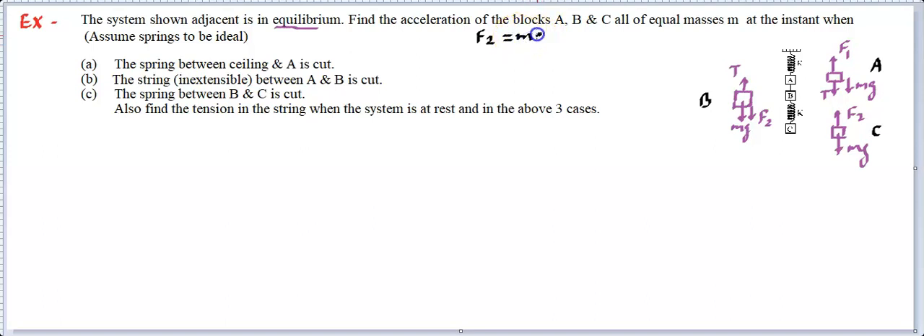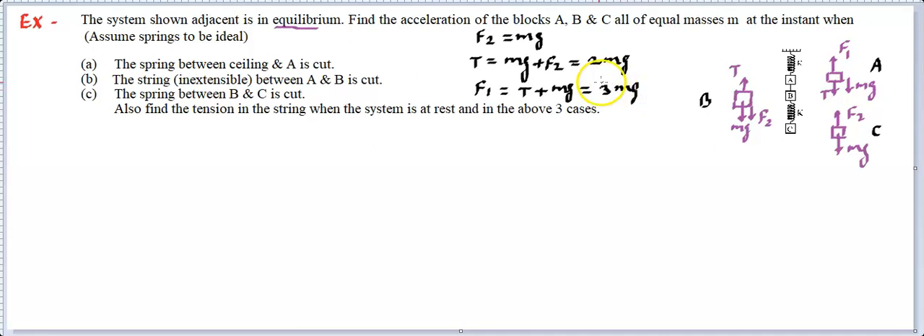Because this F2 is balancing mg. Then let's write about B. For B you are going to get T is equal to F2 plus mg plus F2. Now if you put the value of F2, it will become twice mg. And for A you will find F1 is equal to T plus mg. Now T is 2 mg, so it will become 3 mg.